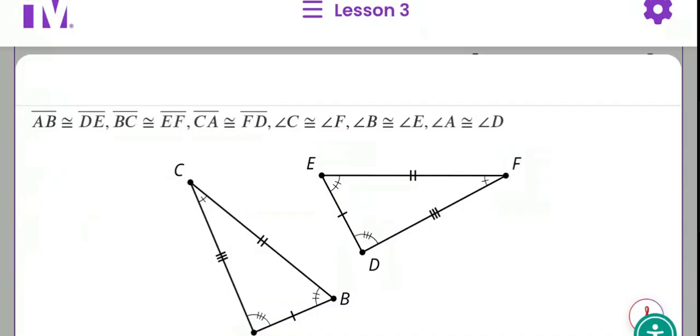Again, you can use your figures to help you write the figure congruent statement, or in this case, the triangle congruent statement, or you can use the congruent statements for your segments and your angles to write it whichever way you're given the information or whichever way it's easiest for you to look at it. That's what I would do.